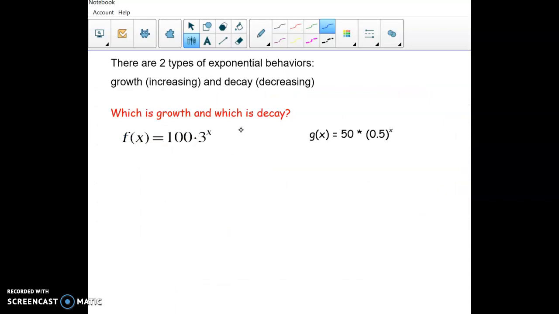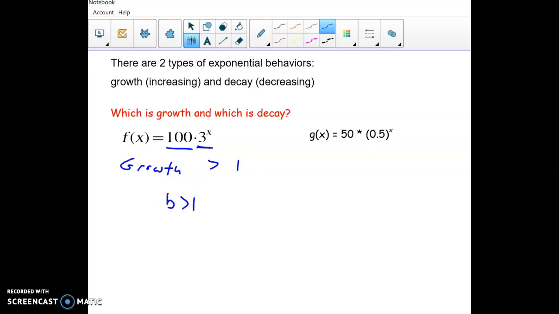Okay, so we talked about there's either growth or decay ones. So you have to figure out which one of these is growth and which one is decay and why. So pause the video and give it a shot. Okay, so the one on the right is going to be an example of growth. And the reason is this number: we're starting at 100 and we're multiplying by 3. And so if this number is greater than 1, then it's going to grow. Whatever you want to call that, the base number, if that's greater than 1, you're going to grow.